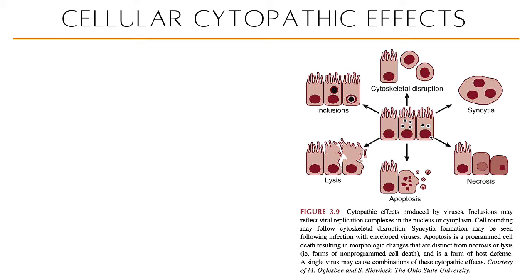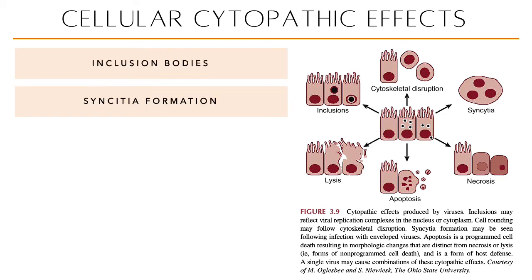Now, these virus-cell interactions can cause these cytopathic effects, right? How the cell dies, basically, can have microscopic indications that it is infected. So what are these examples as seen in this image? Inclusion bodies, syncytia formation or giant cell formation, cell rounding or cloudy swelling.